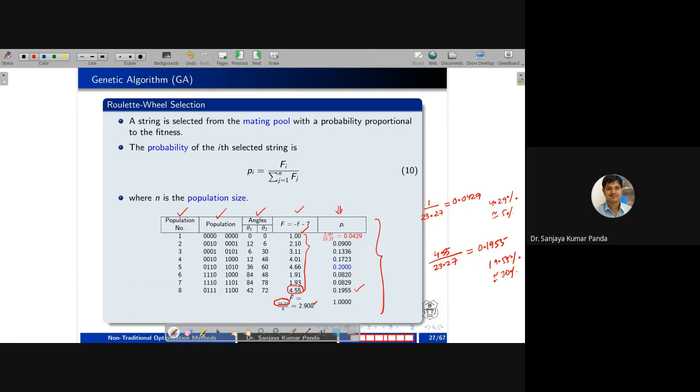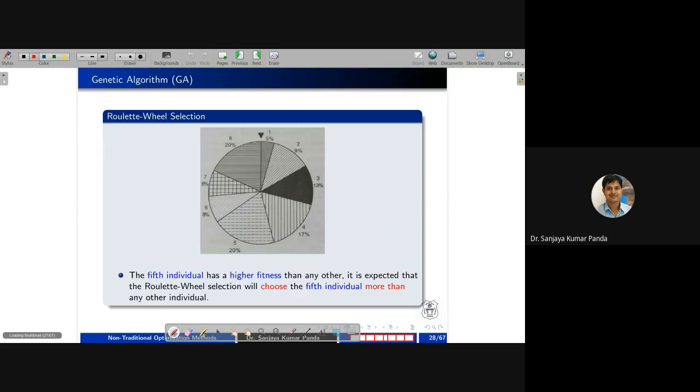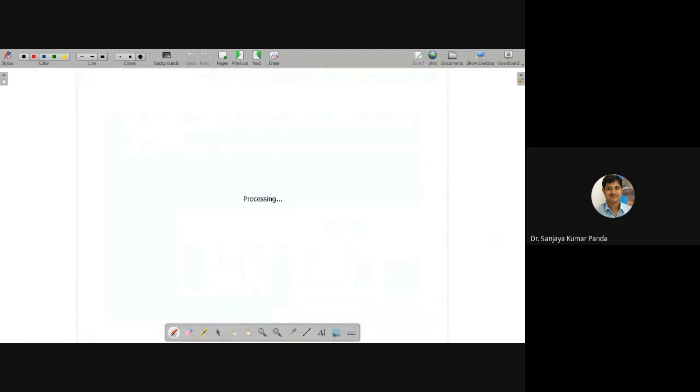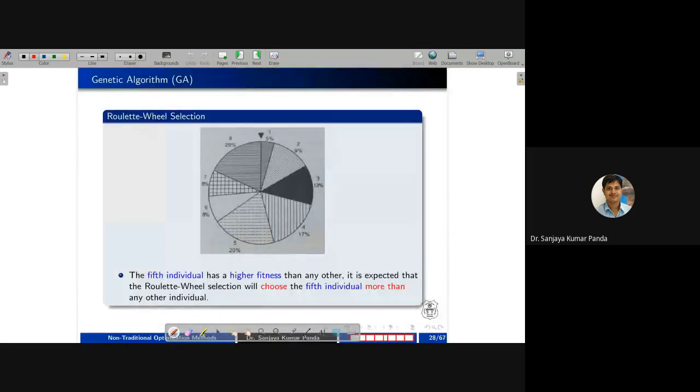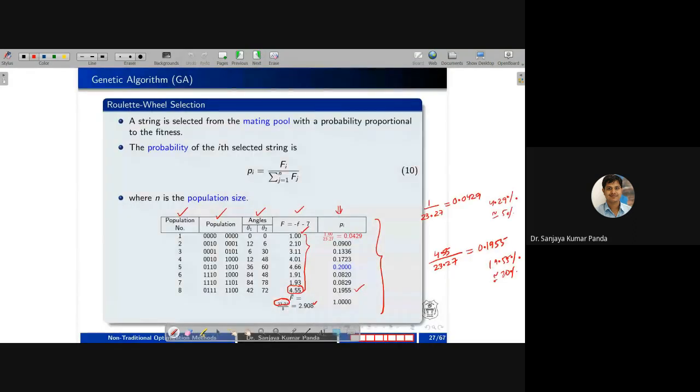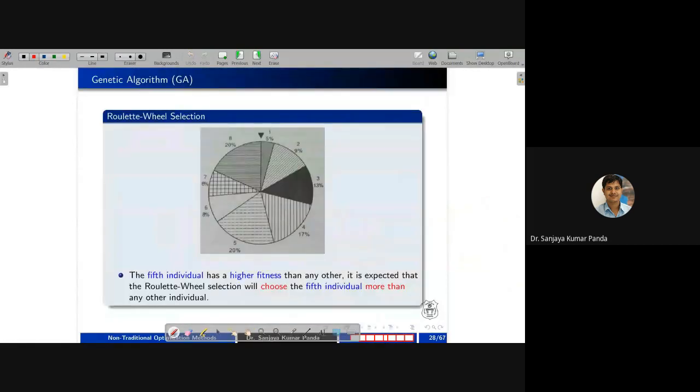If it is clear to you, then what you have to do is make what is called a roulette wheel. Okay, you have to make a wheel. So this is a wheel, and we have 8 populations. I told you the first population takes 5%, so you have to give 5% space to population 1. But what about population 8? You told 20%. So here you can see population 8 is given 20%.